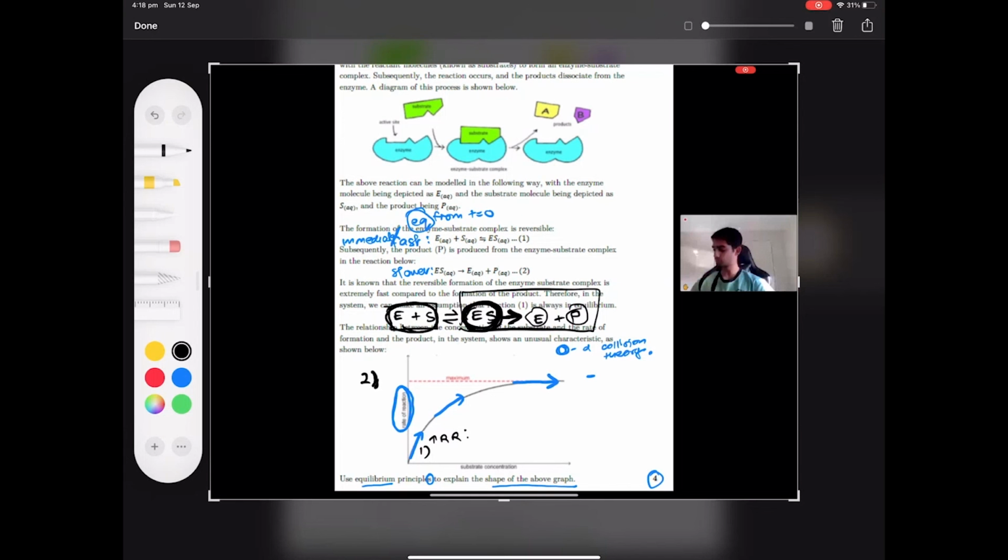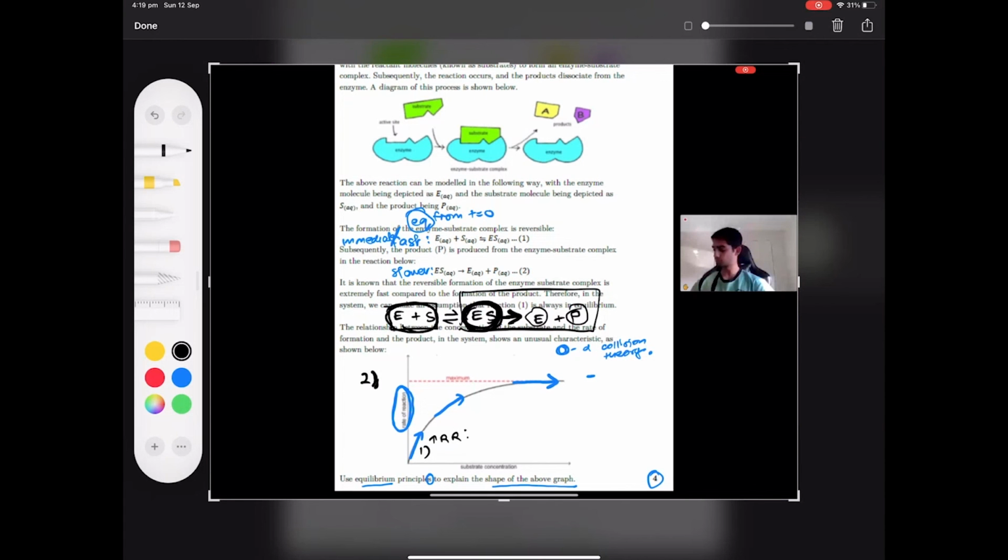That is completely fine. What I'm looking at here is where it says that S is in an excess above enzyme. Wait, since it says use equilibrium principles, did they want us to refer to both LCP and collision? Yes, I would refer to both, definitely. I'm just looking for where it says that there's going to be a relative excess of S.